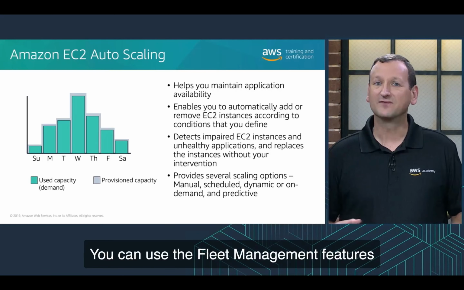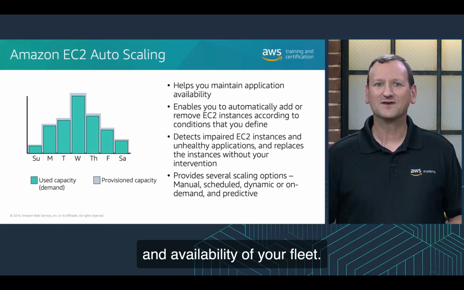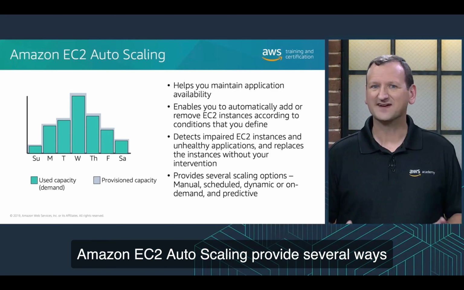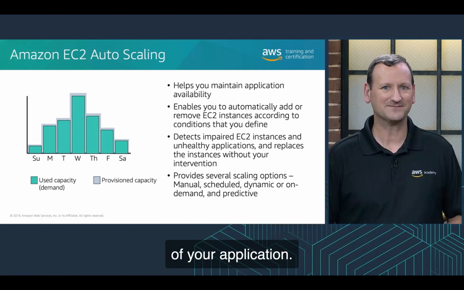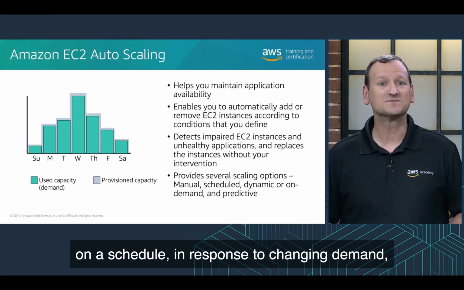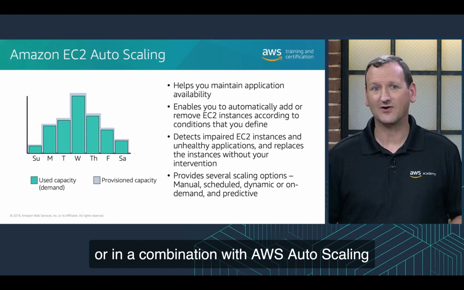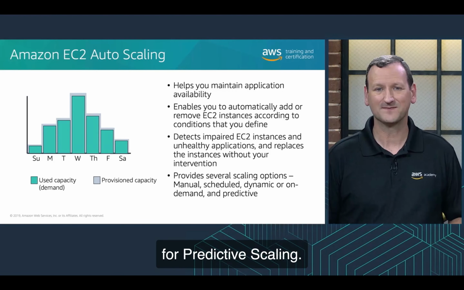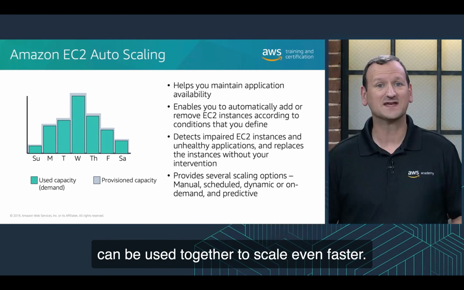You can use the fleet management features of EC2 Auto Scaling to maintain the health and availability of your fleet. Amazon EC2 Auto Scaling provides several ways to adjust scaling to best meet the needs of your application. You can add or remove EC2 instances manually, on a schedule, in response to changing demand, or in combination with AWS Auto Scaling for predictive scaling. Dynamic scaling and predictive scaling can be used together to scale even faster.